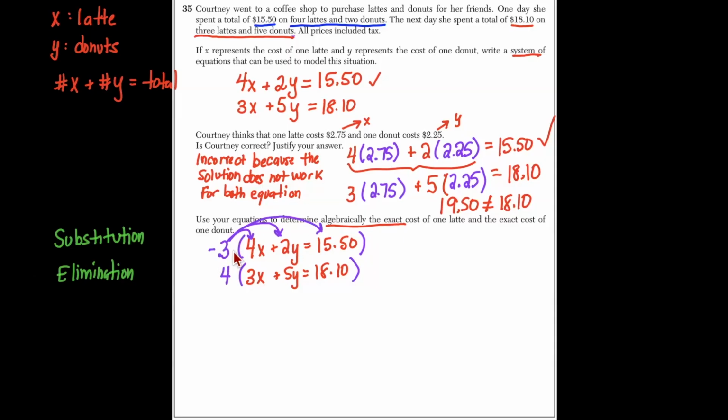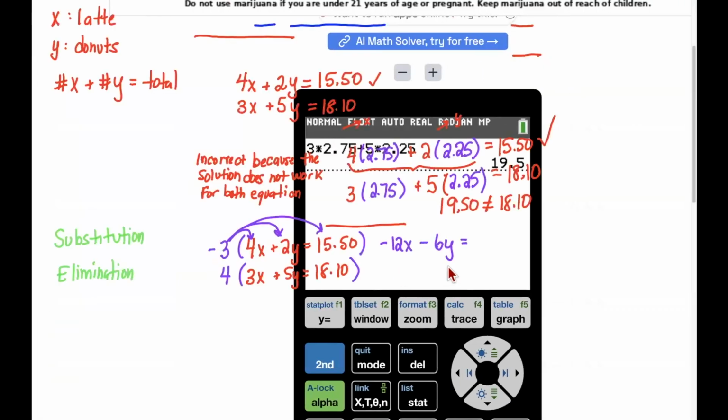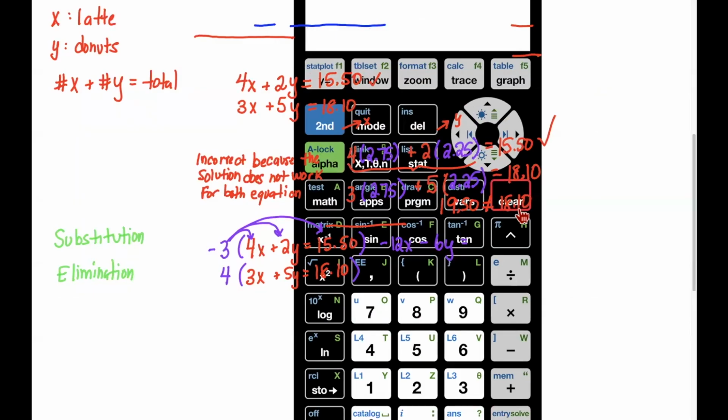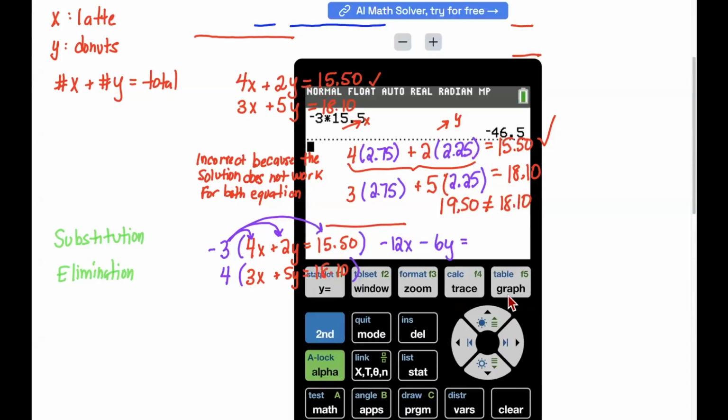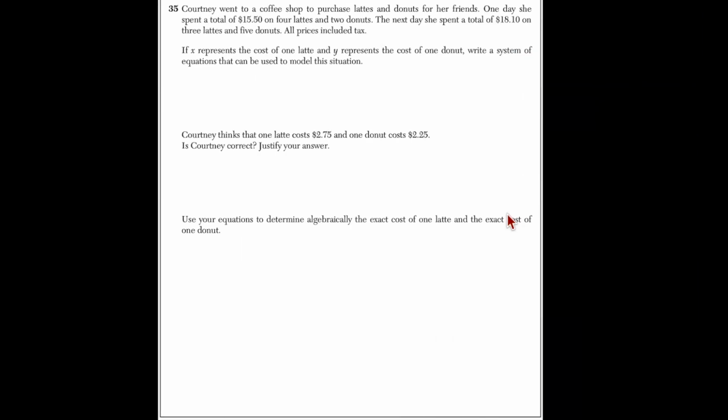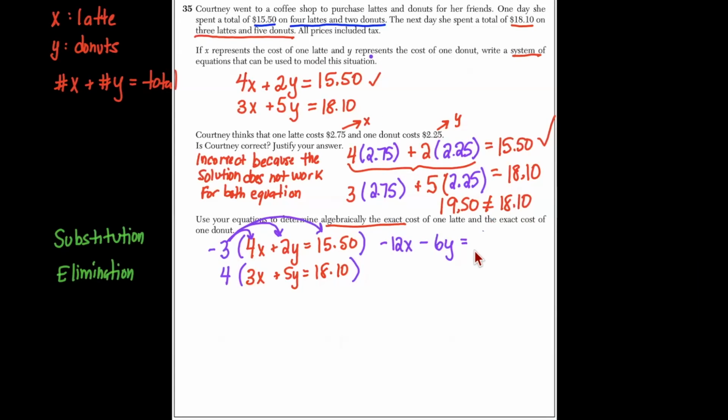So negative 3 times 4, I've got negative 12x. Negative 3 times a positive 2y, I've got minus 6y. And negative 3 times 1550, we're going to get our calculator so we don't make a mistake. Negative 3 times 1550 gives us negative 4650. That's my first equation.